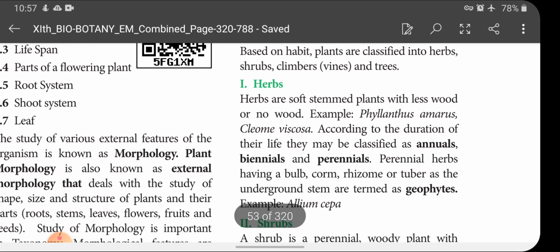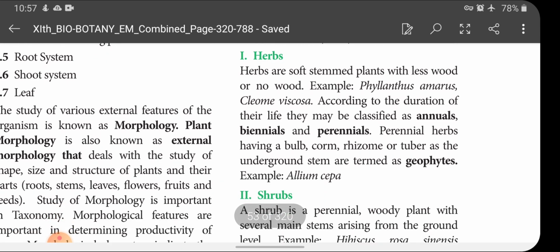Herbs are soft-stemmed plants with less wood or no wood. Examples of herbs are Phyllanthus amarus and Cleome viscosa. According to the duration of their life, they may be classified as annuals, biennials and perennials. Perennial herbs having a bulb, corm, rhizome or tuber as the underground stem are termed geophytes. Example, Allium cepa.